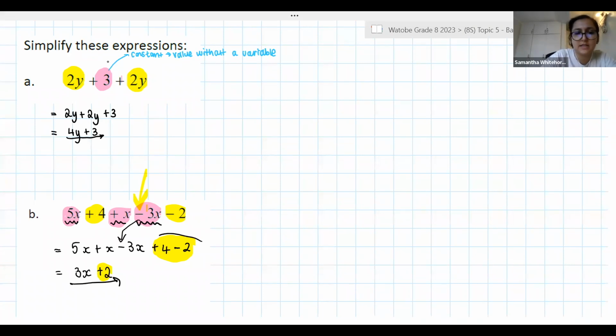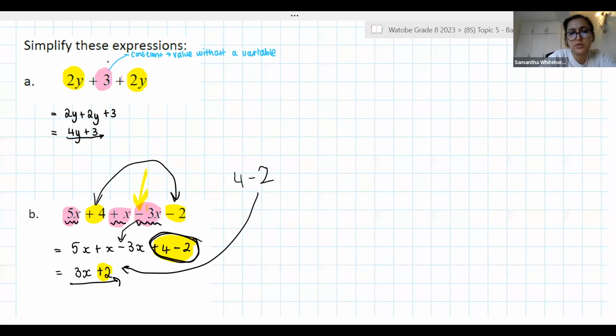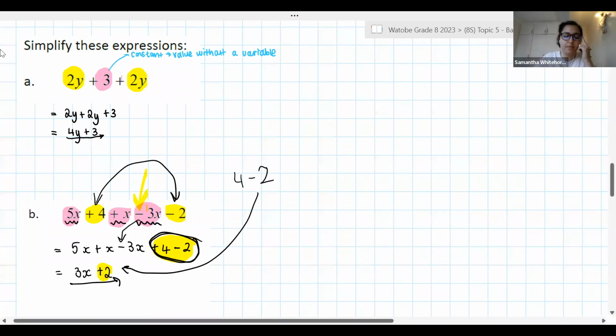Yes, so that is the constants that are grouped together. So I have the 4 and the negative 2 grouped together. So when I say 4 minus 2, I get the plus 2. Okay, thank you. So I've grouped my like terms together. Yes, ma'am.